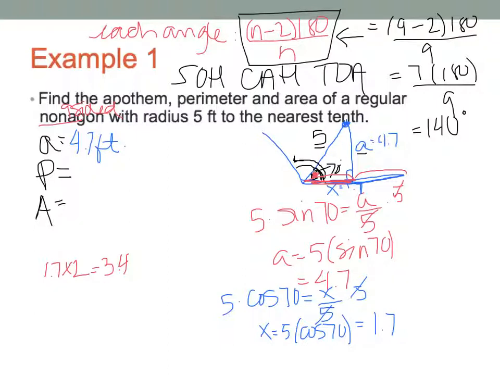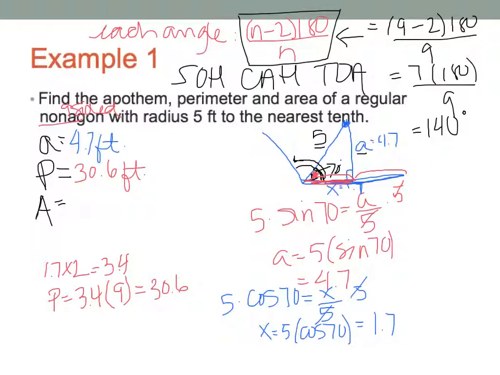3.4, you guys, is the length of one side of my nonagon. So to find the perimeter, I'm going to take that one side and multiply it by the number of sides, which is 9. And my answer to that is 30.6. So my perimeter is 30.6 feet. Good job, you guys. Thanks for hanging in there with me.